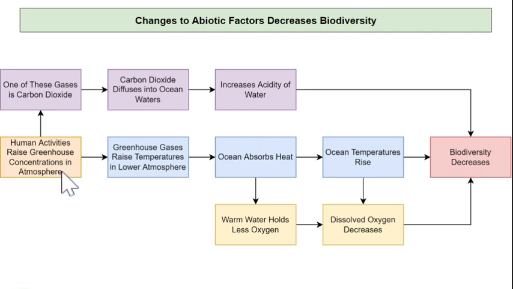Human activities raise greenhouse gases in atmosphere. Greenhouse gases raise temperature in lower atmosphere. Ocean absorbs that heat, and that's going to result in two consequences. First, the ocean temperature rises, and second, warm water holds less oxygen, which decreases dissolved oxygen, and then biodiversity decreases. So we can see our three main pathways in which climate change is causing a decrease in biodiversity in aquatic ecosystems.